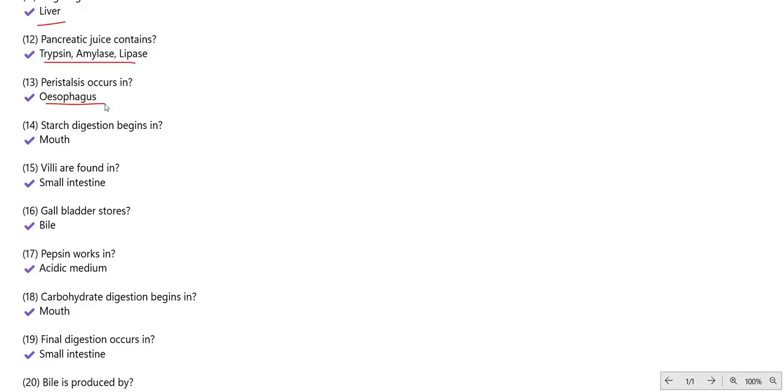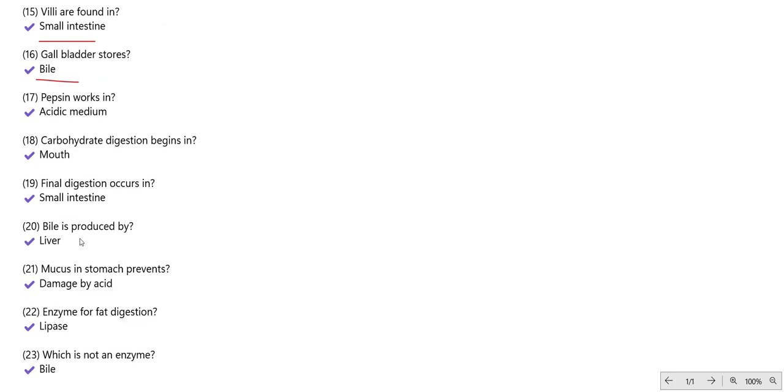Peristalsis occurs in the esophagus, that is your movement of the food in the esophagus. Starch digestion occurs in the mouth with the help of the salivary amylase, that is your ptyalin. Villi are found in small intestine. Gallbladder stores the bile. Pepsin works in the acidic medium. Carbohydrate digestion begins in mouth. Final digestion occurs in small intestine.